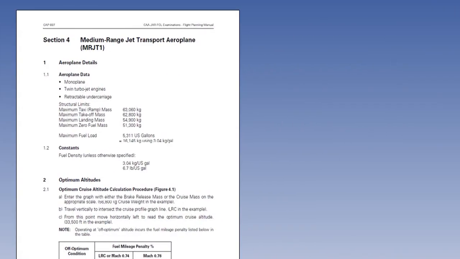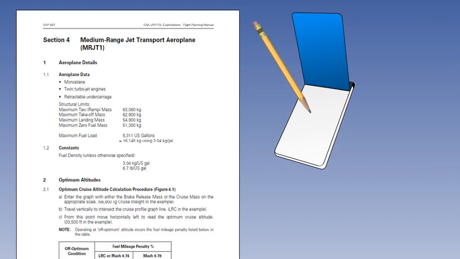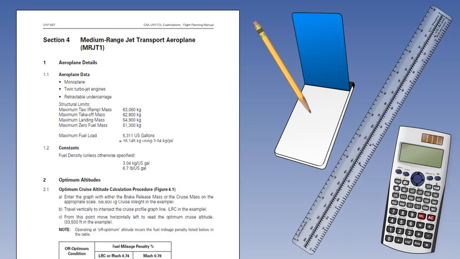The next couple of lessons will deal with each of these planning tables and graphs in detail, starting with MRJT 1, Simplified Fuel Planning. For these lessons, you will require paper, pencil, calculator, and a square protractor or ruler.